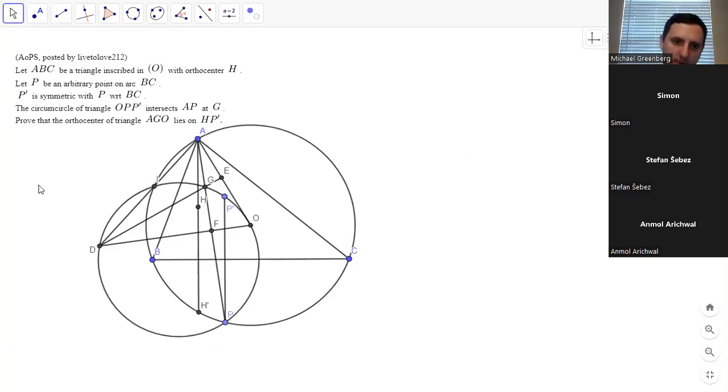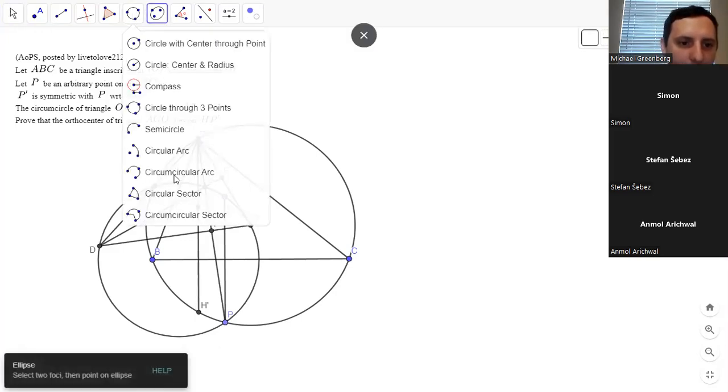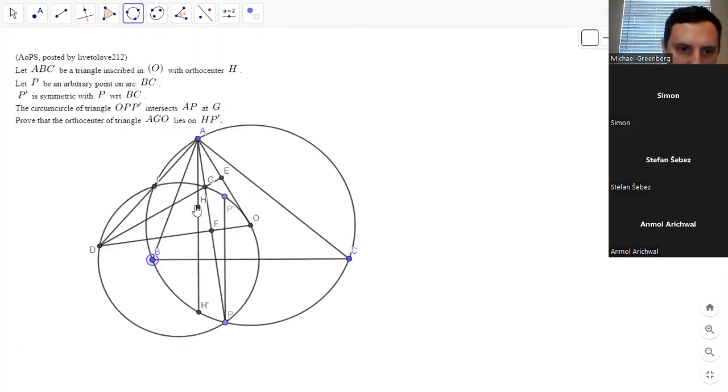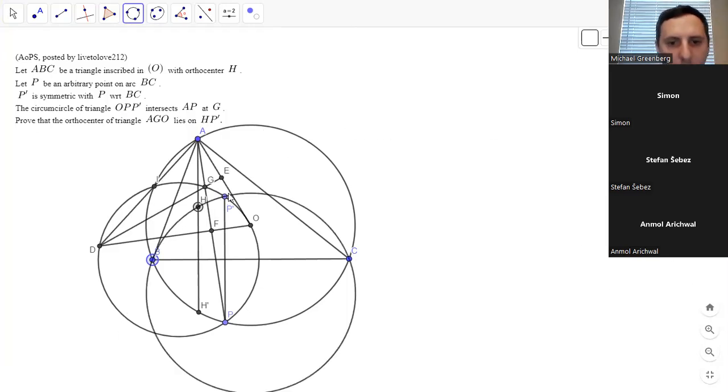Also, I don't know if you noticed, but B H P prime C is cyclic. B H P prime C. Oh, by reflection. Yeah. I did not realize that. So yeah, maybe this is like the radical axis theorem.